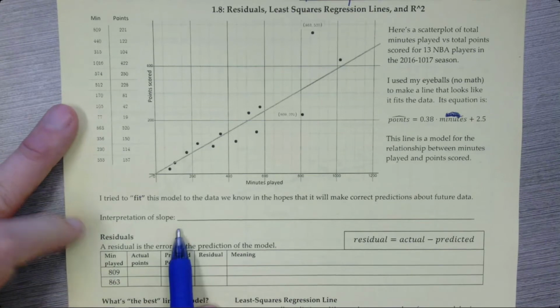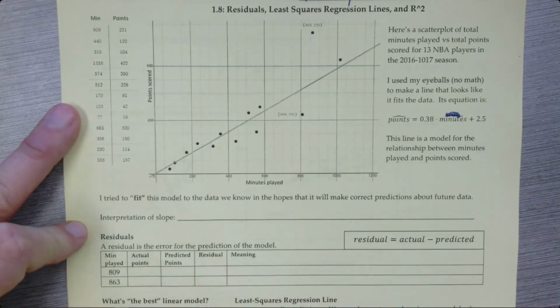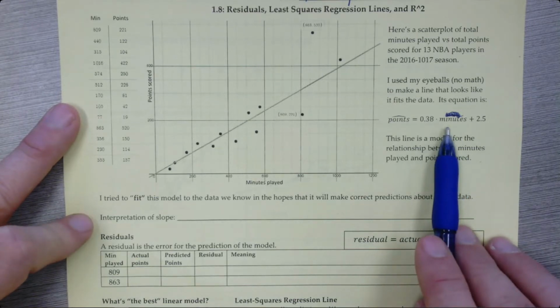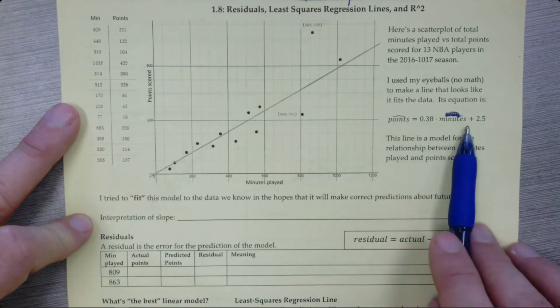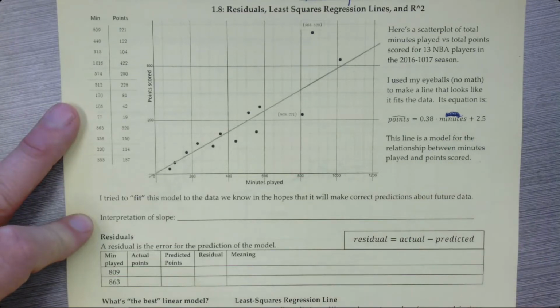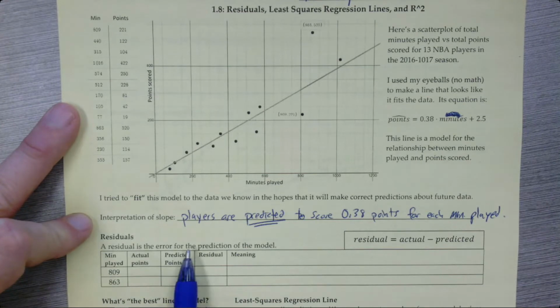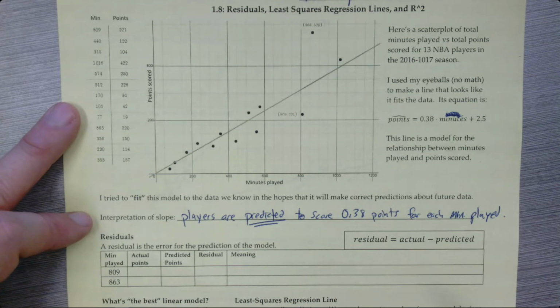Let's interpret the slope. So this 0.38, what would you say that means? And this is, again, like 1 point in an FRQ problem. You see this a lot. So you might be tempted to say something like there are 0.38 points for points scored for each minute played. But that's missing a really key word that is on the scoring rubrics, and that word is predicted. So players are predicted to score 0.38 points for each minute played, or maybe for each additional minute played.